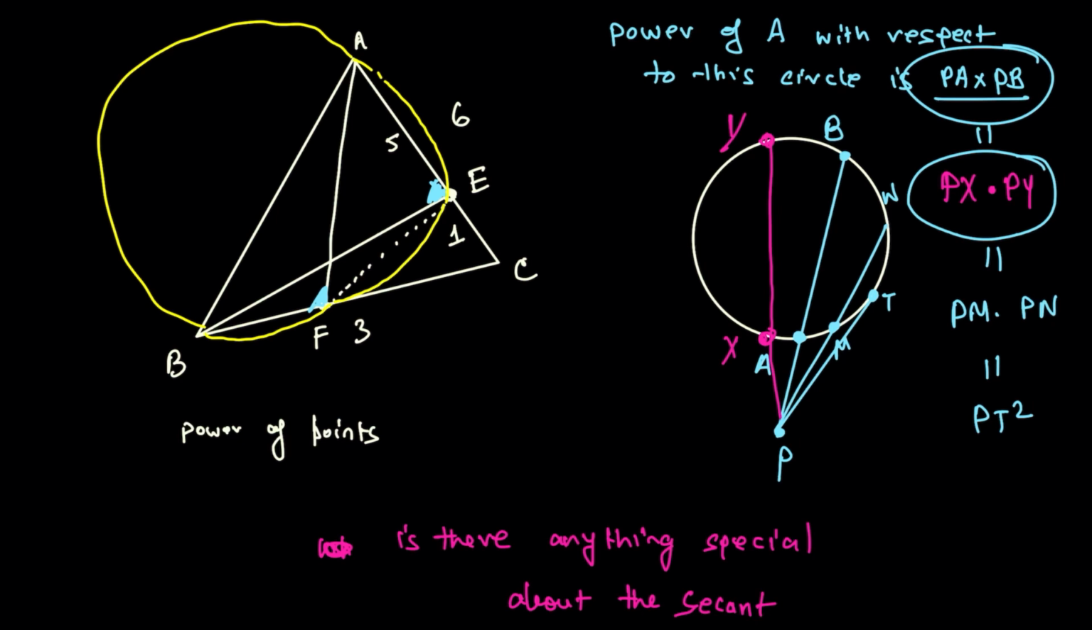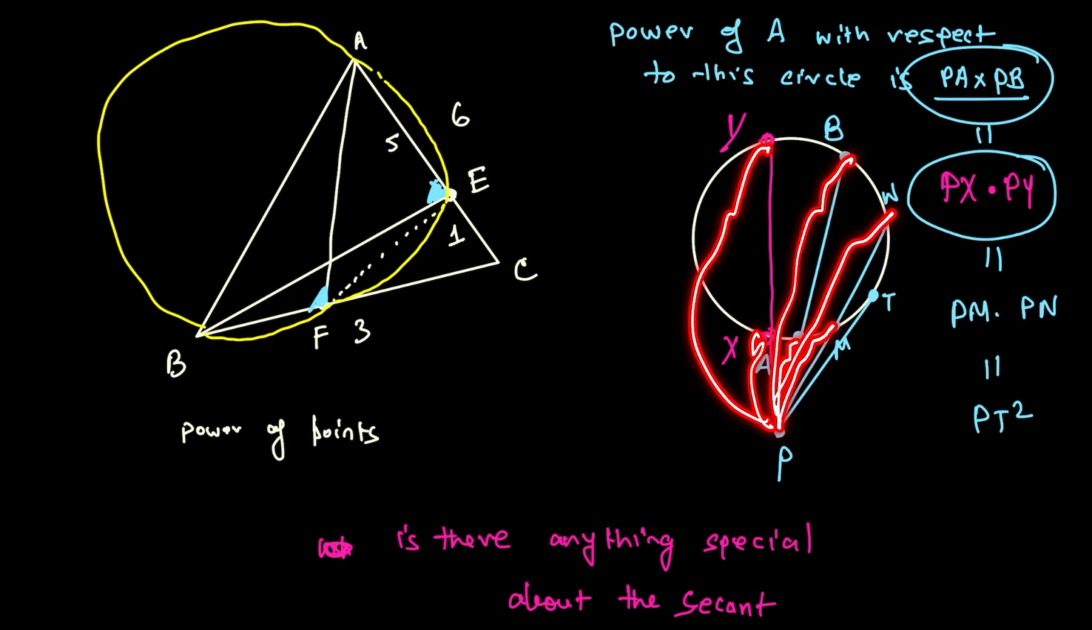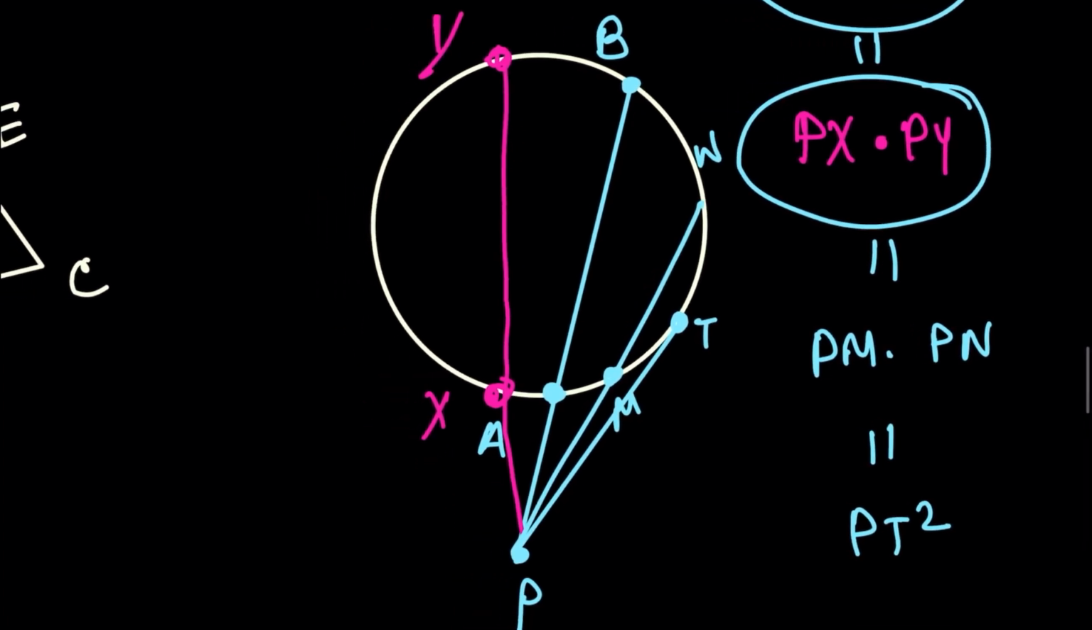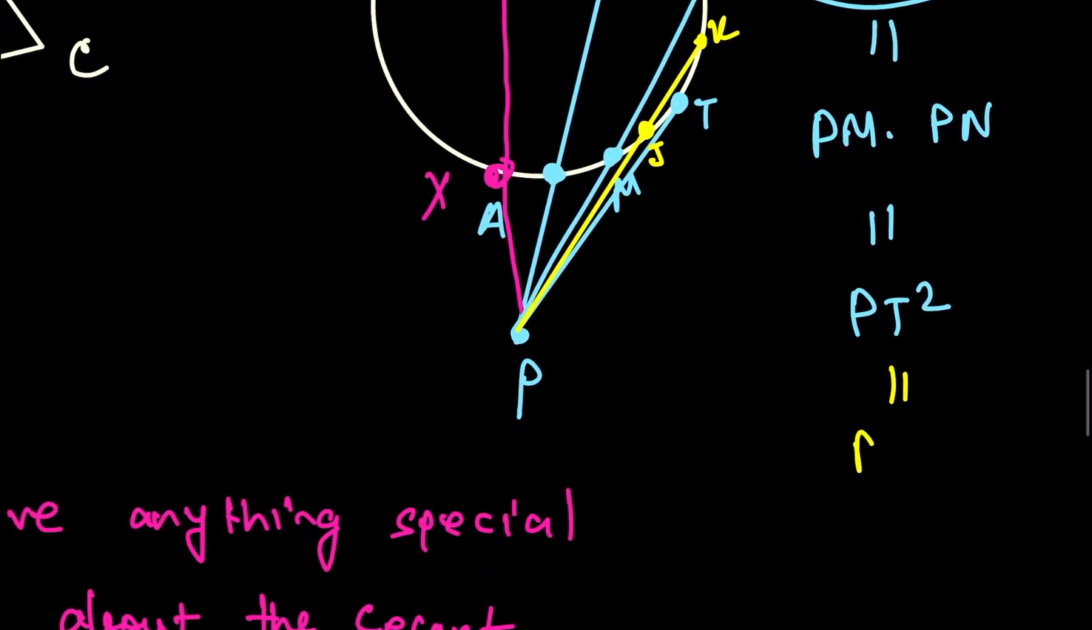There is a nice visualization which you can use to think about it. This PX times PY becomes PA times PB, becomes PM times PN, and slowly you will see that these two pieces become equal in length. If you get a little bit closer, if I draw something like this, let's say this is J and K, then all of this is equal to PJ times PK.